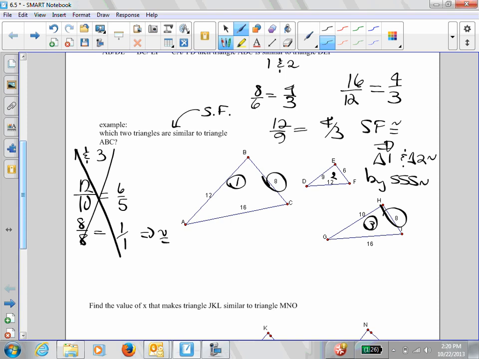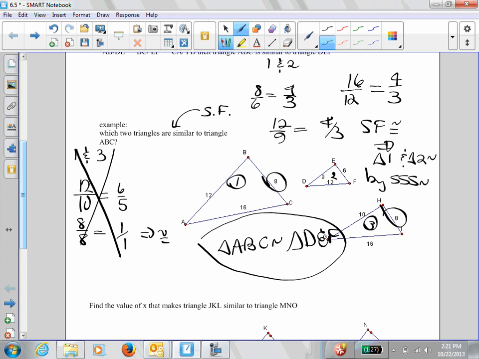Well, what we really should say is that we're going to write our similarity statement. We're going to say triangle ABC is similar to, and now we got to get our letters right. All right, so what would the order of our letters be? If I go A, B, C, so medium, small, large, D, E, F, triangle D, E, F, right. So get your order right. And this is called our similarity statement.